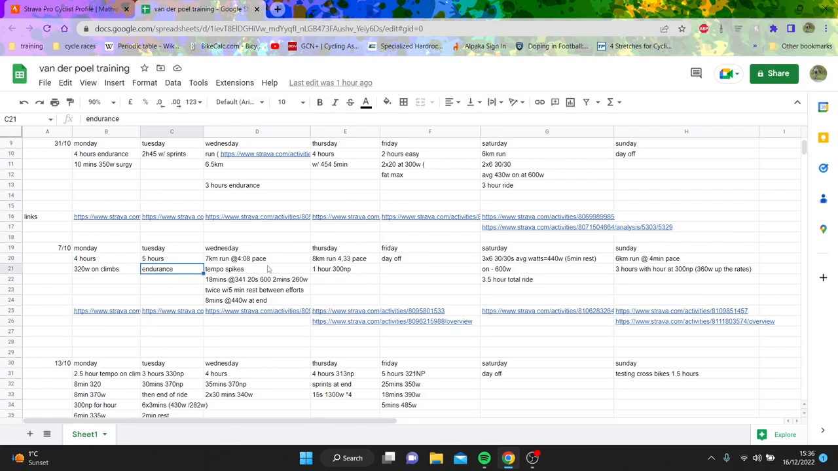5 hours endurance, like 240 normalized, and then we go into Wednesday, which is actually quite a big day for him. You can see he doesn't do his efforts fresh, which you would normally expect. He does a run in the morning, and then he does tempo spikes. These are 18 minutes on at 340 watts with 20 seconds at sort of 600 in between. He does that twice and then cracks out sort of a calm effort at the end. That might actually just be the run.